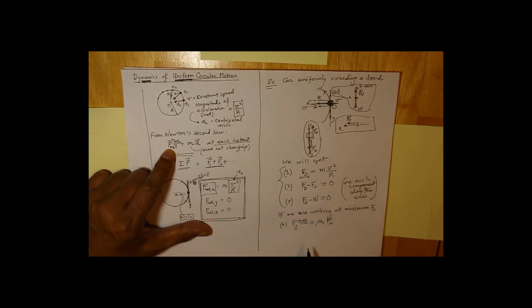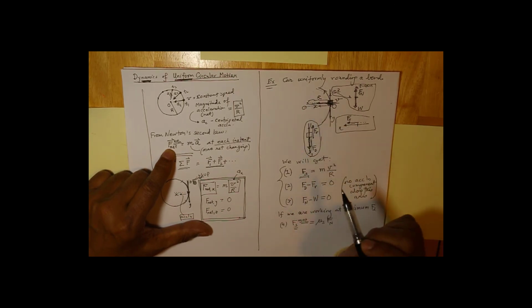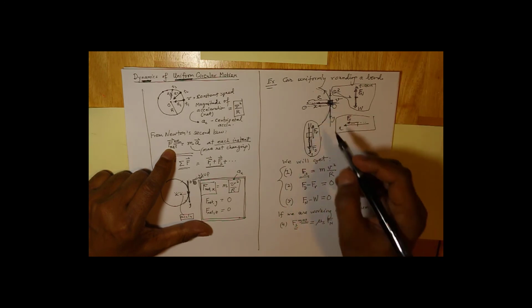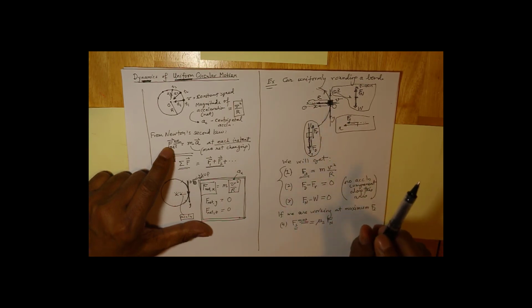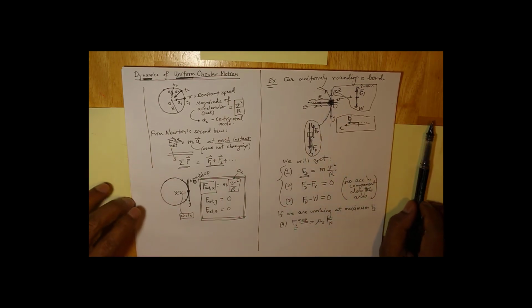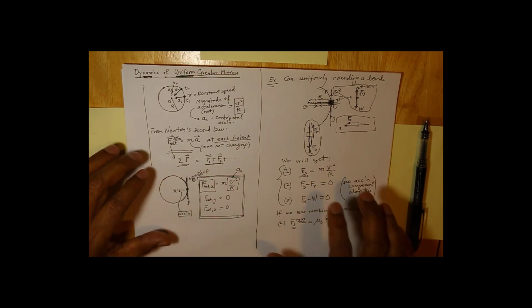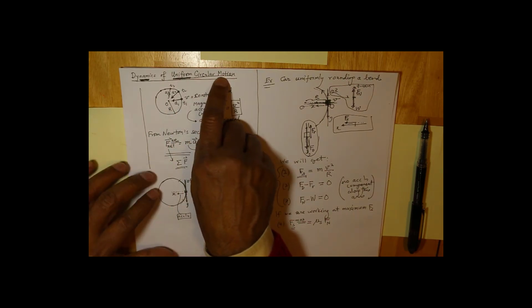And this should be sufficient to solve problems regarding what we need to turn a corner in a car with a certain amount of static friction that's possible. So I'm going to stop here, and next we're going to talk about dynamics in the case when we don't have uniform circular motion.